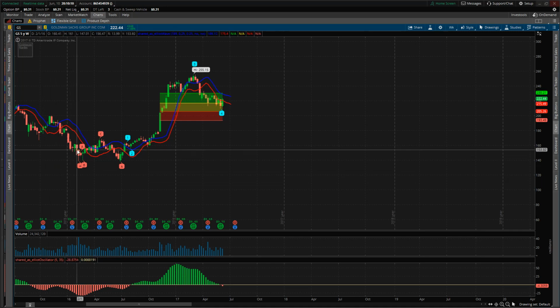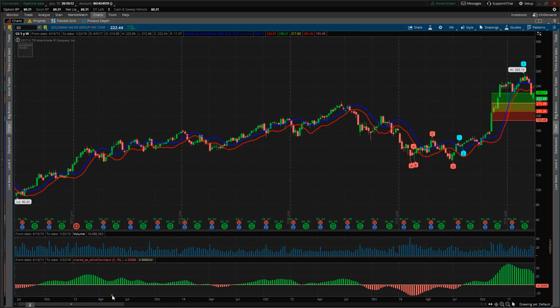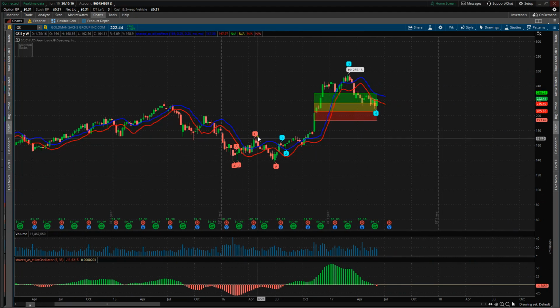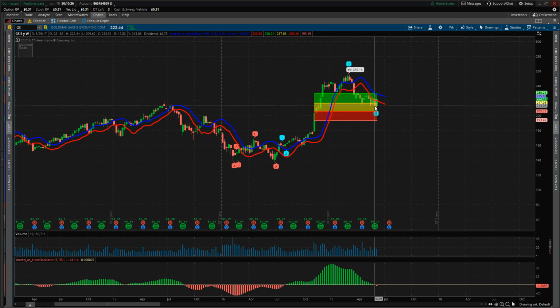So we've had this corrective phase on the weekly. Here, ABC. Yeah, we've had a low point. We've had the 1, the 2, the 3, and on the weekly, the wave 4 pullback has pulled back into this zone here. So that's looking good.